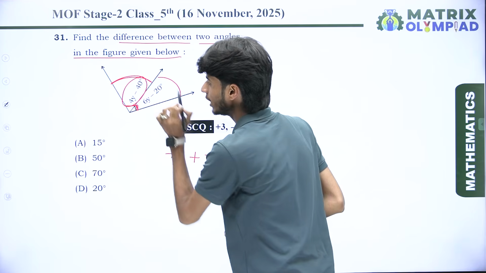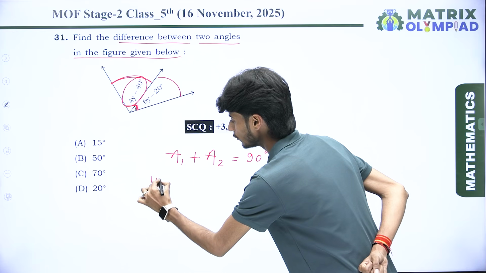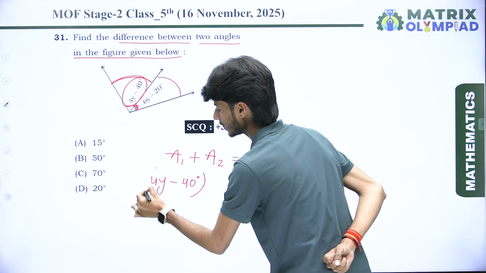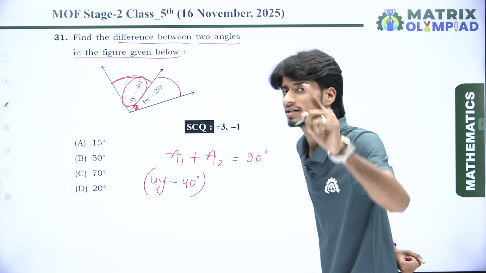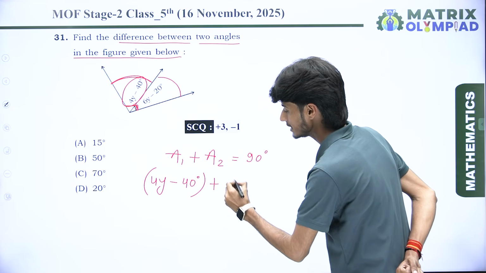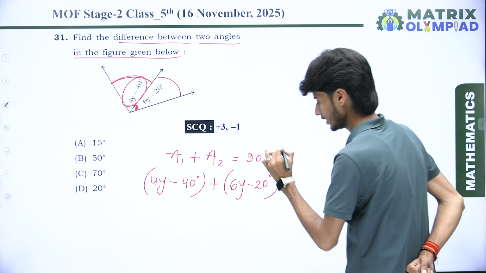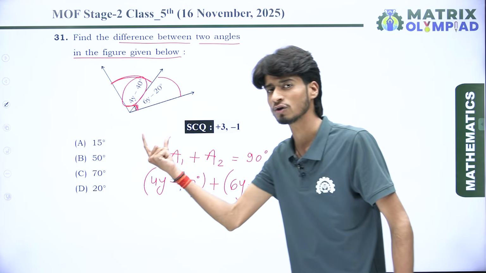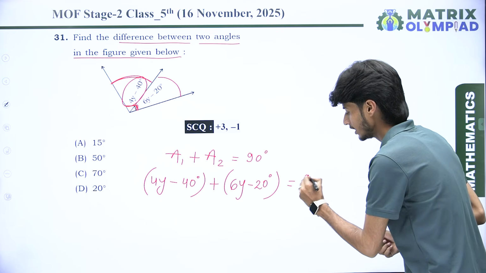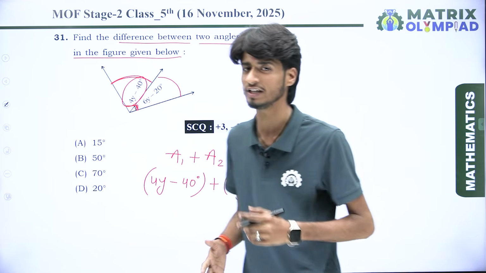So look at the first angle. What is the value of the first angle according to the given figure? It is equal to 4y minus 40 degrees. And the second angle according to the figure is equal to 6y minus 20 degrees. Whenever we add both of them, it is equal to 90 degrees. So we write 90 degrees as the final result when we add both angles.